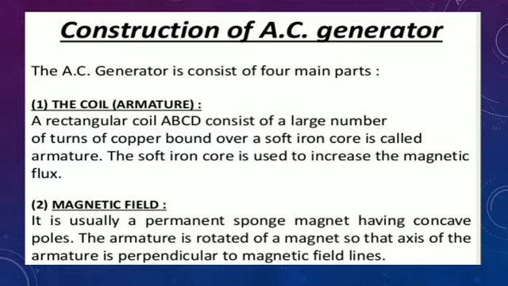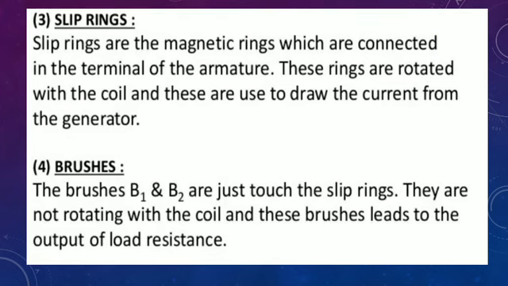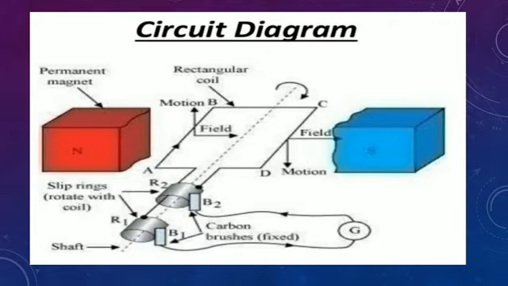Armature, field, slip rings, and brushes. Okay students, now I am telling the construction. See the circuit. This is the north pole and south pole of the magnet. Between these, what is present? A magnetic field is present. That is, magnetic field lines start from the north pole and go to the south pole. So this is the permanent magnet.